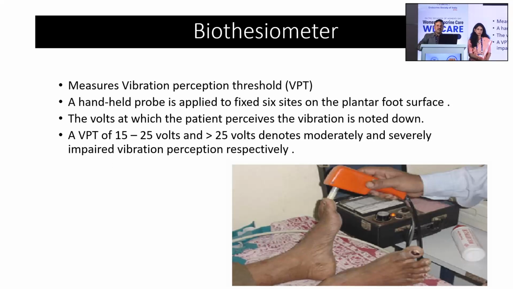The biothesiometer is available in most hospitals, and it measures the vibration perception threshold, basically a more advanced version of the tuning fork test. A handheld probe is applied to 6 sites on the plantar foot surfaces. The volts at which the patient starts to perceive the vibration is to be noted. Anything more than 15 volts is abnormal. Between 15 to 25 volts, it's moderate vibration impairment. More than 25, it is severe vibration impairment.